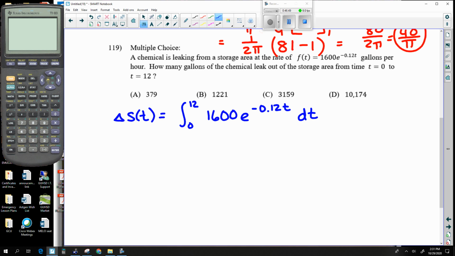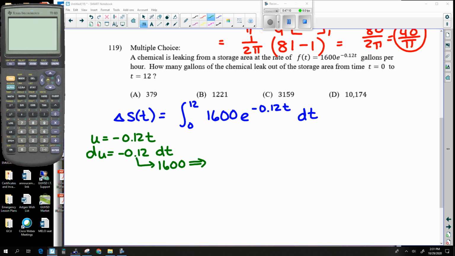All right, so here we go. U substitution. U is equal to negative 0.12 t. The du would be negative 0.12 dt. I want that to be 1600. So 1600 divided by negative 0.12 is that. I'm going to store that as the A or something like that.